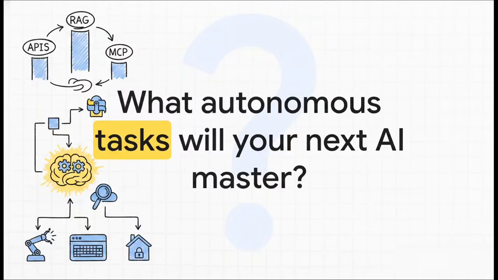By understanding APIs, RAG, and MCP not as rivals, but as the ultimate collaborative trio, you can now see the blueprint of modern AI architecture. We are way past just chatting with text generators. We are building interconnected systems that know our private data and have the hands to execute complex actions across the internet. So I'm going to leave you with a final thought to chew on. Now that these three pillars are working together natively, what autonomous tasks will your next AI application master?